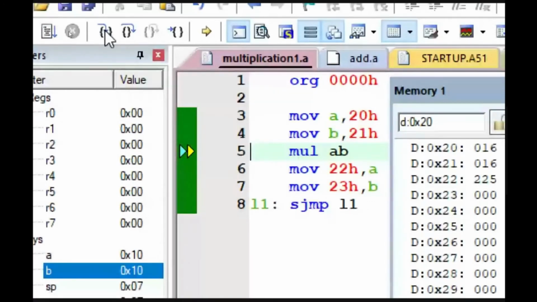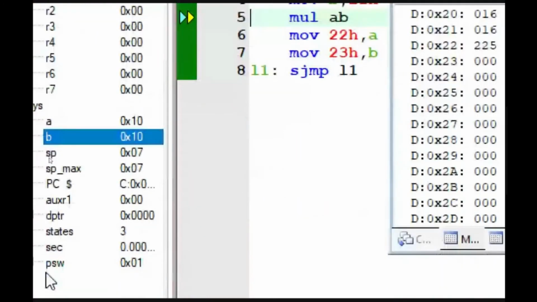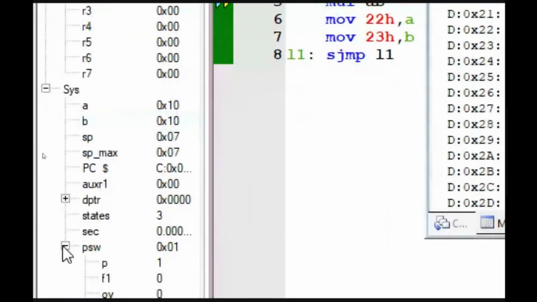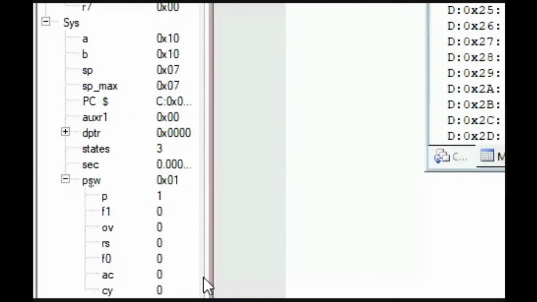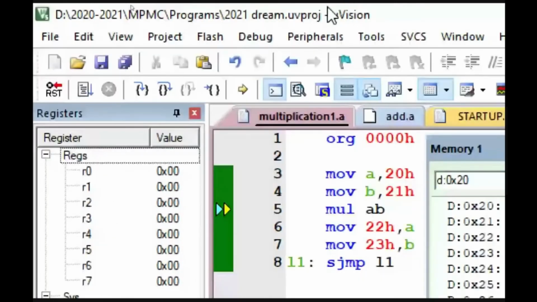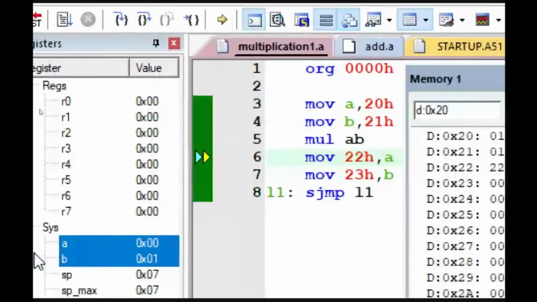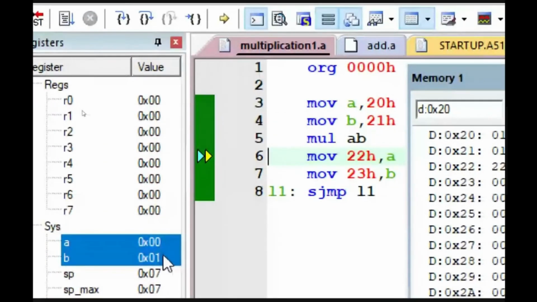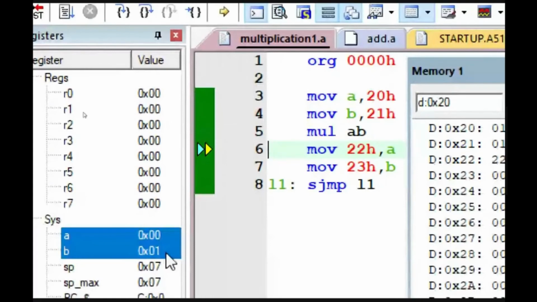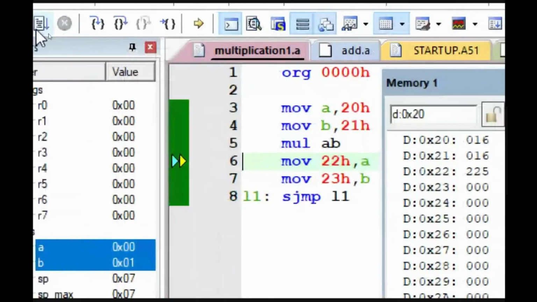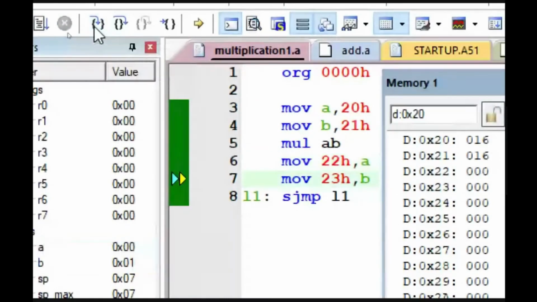So now let us see. There is no overflow yet. We are expecting the overflow flag to be set after executing the MUL AB instruction. Now we are executing the MUL AB instruction, and there is an overflow. You see, the least significant byte is 00, and the B register contains 01, which is the most significant byte. So this justifies there is an overflow. So content of A will move to the 22nd memory location, which is 0. Content of B will go to the 23rd memory location, which is 1. This one denotes it is 256.